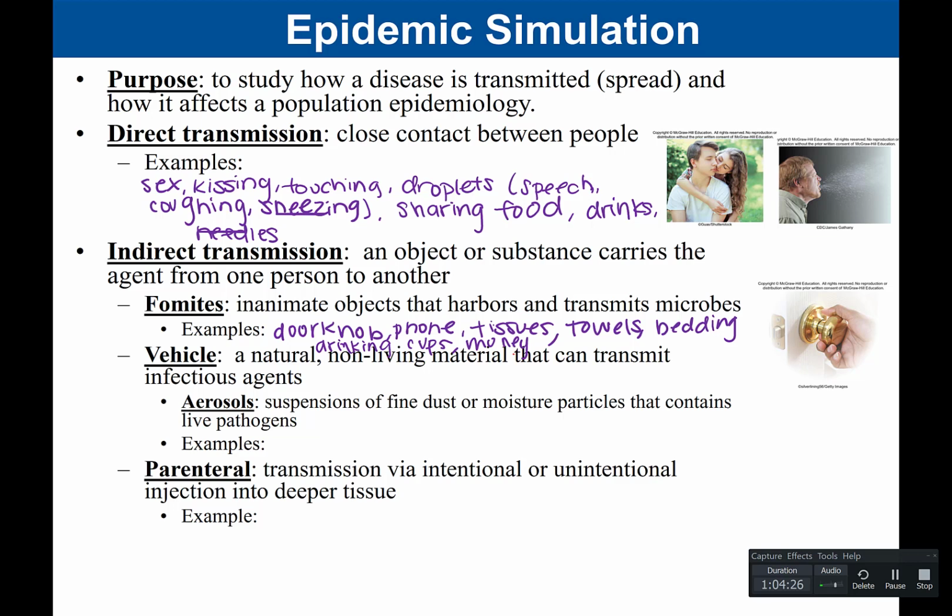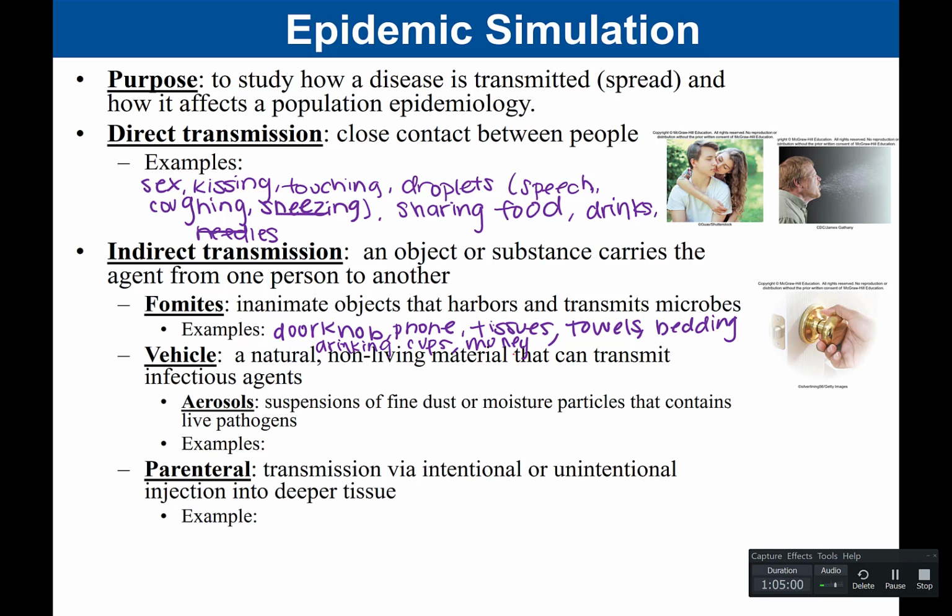So again, coronavirus is known to be transmitted through direct transmission, so droplets, speech, coughing, sneezing, etc., as well as through fomites. So touching a doorknob that somebody who is infected has touched, and then if you touch your mucous membranes, your eyes, your nose, your mouth, that can transmit it. This is why hand washing is so, so critical.